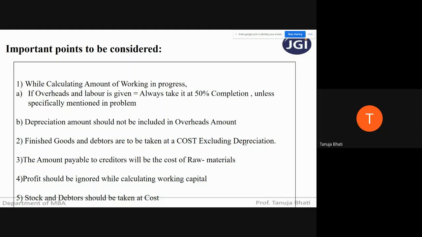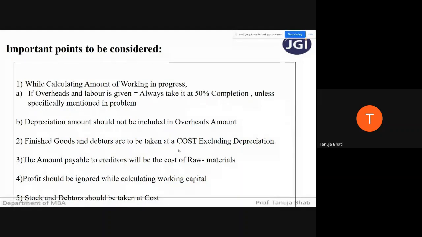Now, what will be the cost of finished goods, students? Whatever cost you have incurred taking from raw material to the finished goods stage, that will be the cost. So always you are going to consider finished goods and debtors at cost and not at selling price.